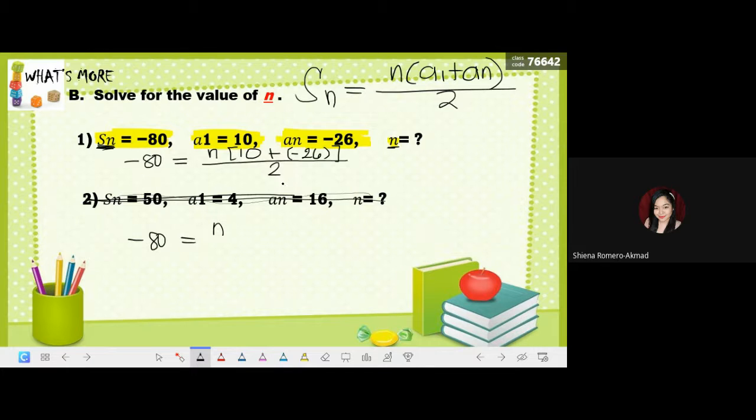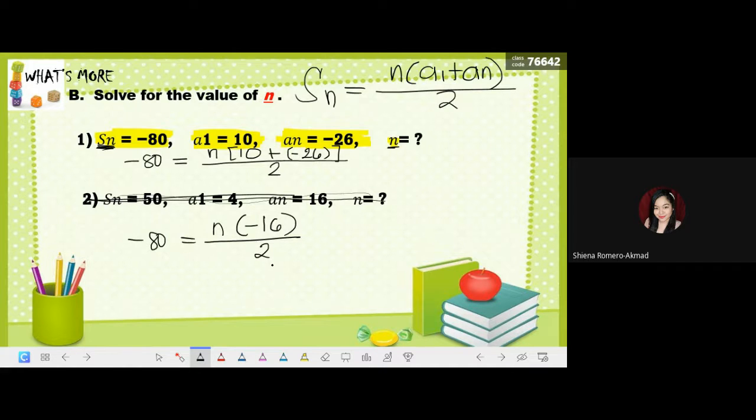What is 10 plus negative 26? That is, what is n times negative 26? Ay, andyan pa kayo? 10 plus negative 26 is 16, correct. Pero dapat negative 16. Negative 16 divided by 2.